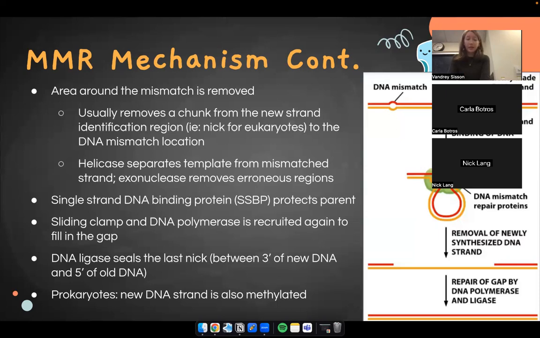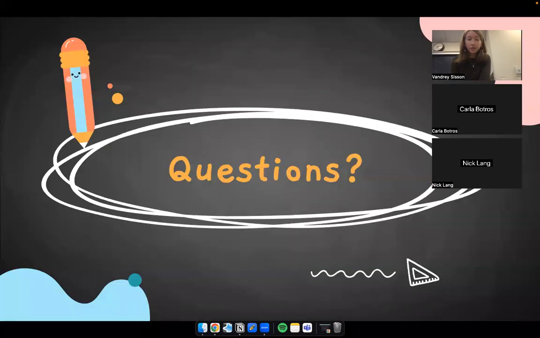It uses sliding clamp to make the synthesis more continuous, because on its own DNA polymerase would fall off and it wouldn't go as smoothly. And then DNA ligase seals that last nick between the 3' and 5', because DNA polymerase just kind of leaves it off and can't seal that last bond. And then in prokaryotes, the new strand will also be methylated once it's corrected.